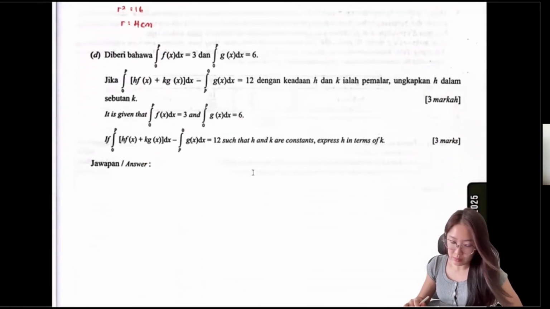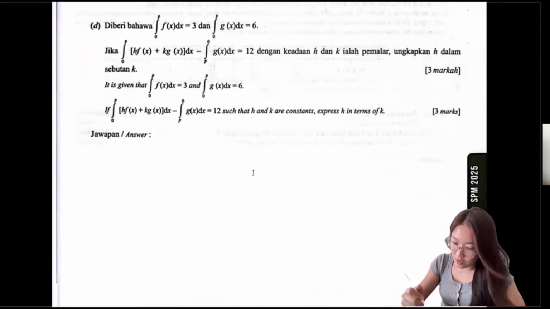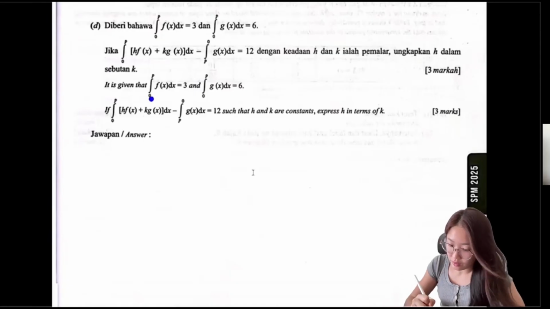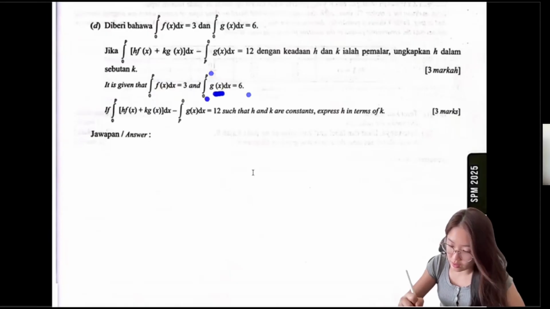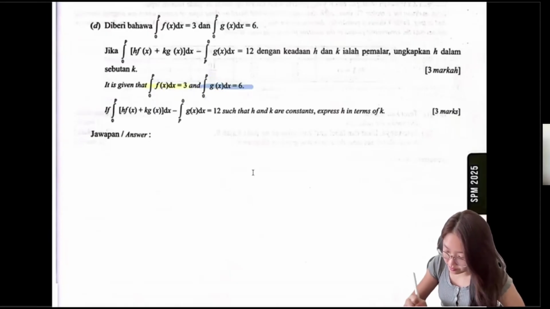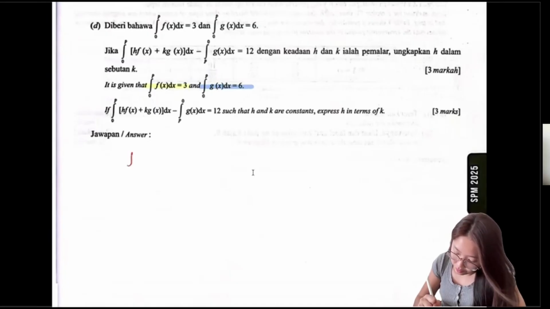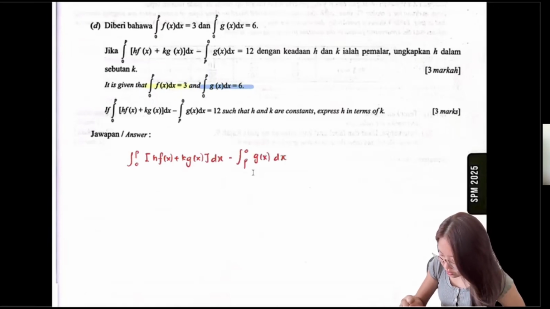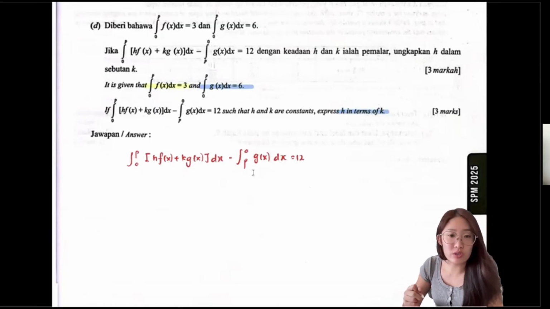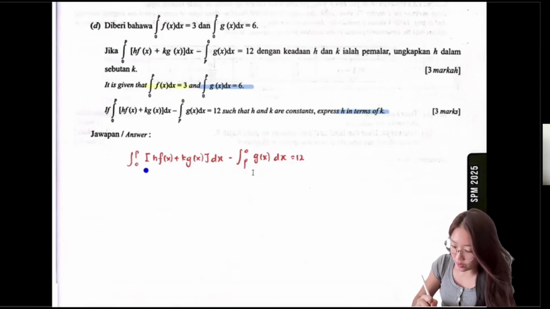When you see percentage, please take note of this. Okay, next one. It is given that this is integration. From 0 to p of f(x) dx, you get 3. 0 to p g(x) dx, you get 6. This is your information. Then they say if the integral from 0 to p of h times f(x) plus k times g(x) dx, minus the integral from p to 0 of g(x) dx, equals 12. They want us to express h in terms of k, meaning h become the subject, guys.